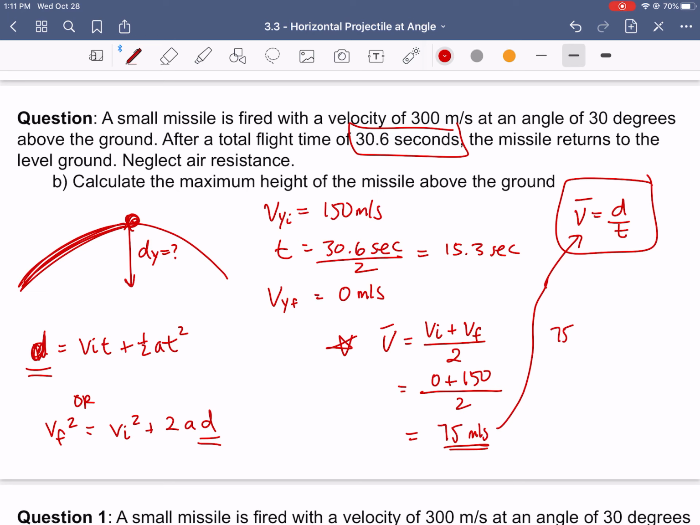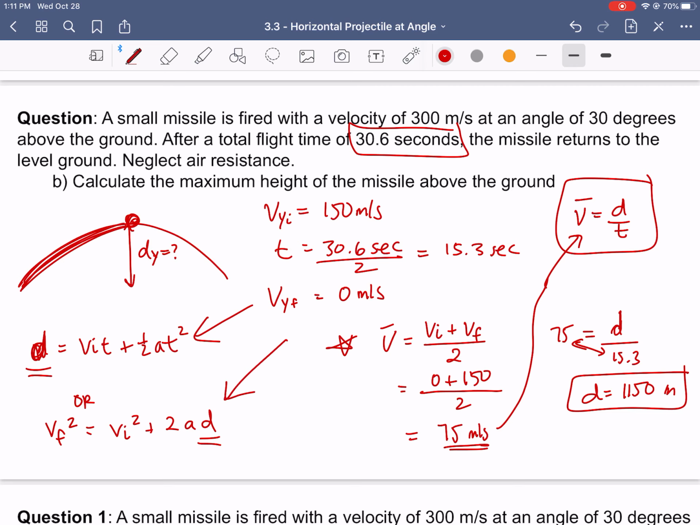So 75 equals distance over time, which in this case is half of what's given to you, so it's 15.3. You just multiply those two numbers together, and the distance comes out to be 1150 meters. If you plug these into any of these two equations, it's going to give you the same answer.